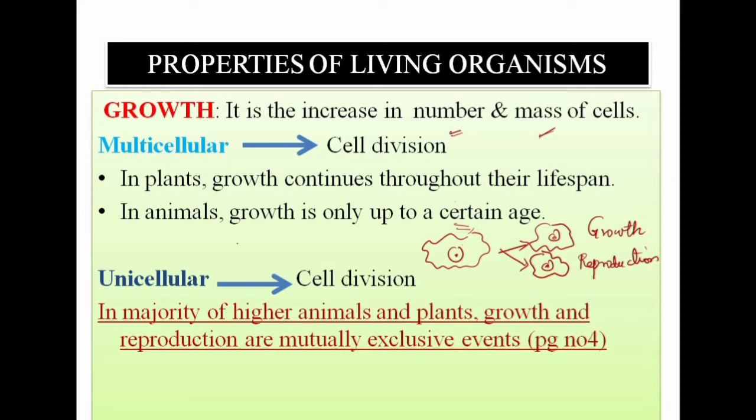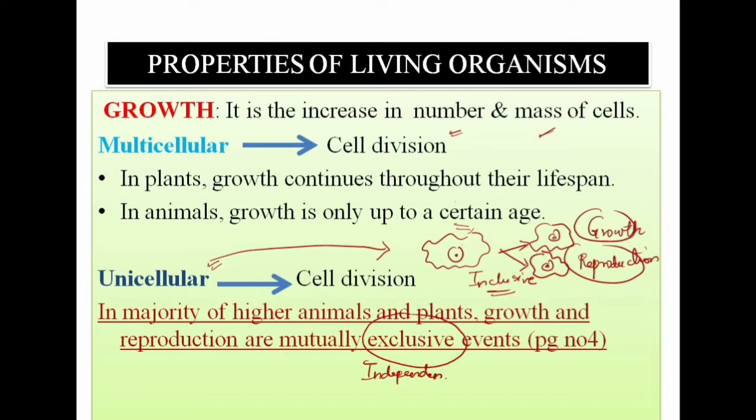So, in unicellular organisms, growth and reproduction are coexisting. They are inclusive, that is, they coexist with each other. They are very similar to each other. Whenever a cell divides into two, we call it growth as well as reproduction in unicellular organisms. But in higher animals and plants, growth and reproduction are mutually exclusive. What does this word exclusive mean? It means independent.